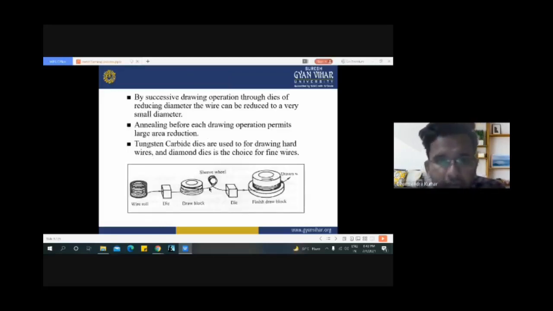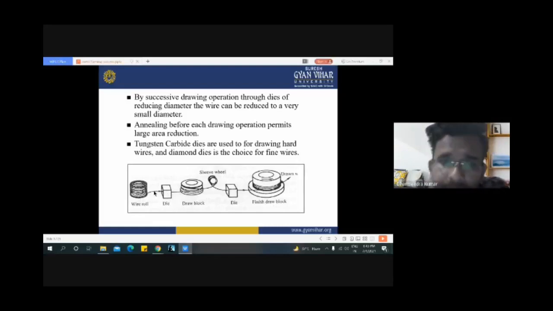Here is the overall arrangement you are seeing in this slide for the drawing process. Here are the wire rolls. If you compare the diameter of this wire with this wire, then this wire has less diameter, because this is the raw material for this drawing process. Here we are seeing that the wire roll is associated with one die, and the draw block is pulling wire from the wire roll directly, and the diameter is decreased here.